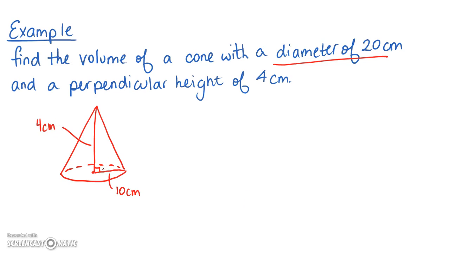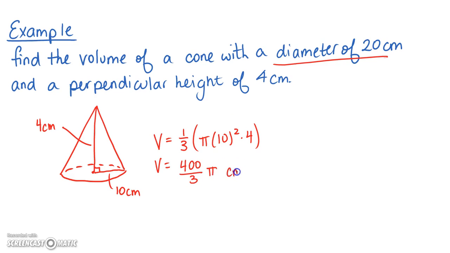So if we're asked to find the volume of it, we can write it as 1/3, because we're working with a cone, times the area of your base, which is pi r squared, pi times 10 squared, times your perpendicular height of 4. So you're going to have 100 times 4, so 400 over 3 pi, and in this case centimeters cubed. If you want to actually evaluate that out, by all means you can, and then you can get the decimal approximation for this problem.